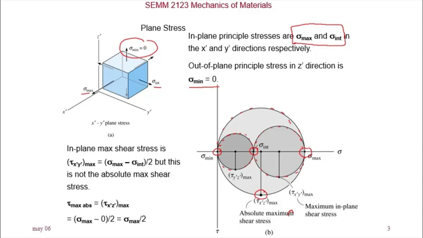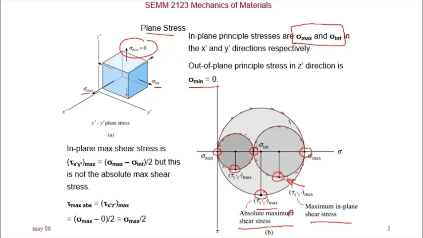That point there is on the largest circle, therefore that is the absolute maximum shear stress. Whereas this value here and this value here are both maximum in-plane shear stress for their own planes. But when we talk about our own plane, this will be the maximum in-plane shear stress because we are talking about the plane stress condition. This is out of plane, and this is also out of plane, but it's the largest, so it's the absolute maximum.